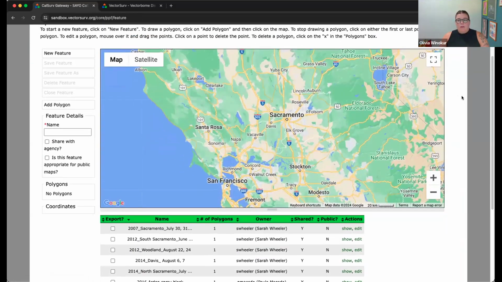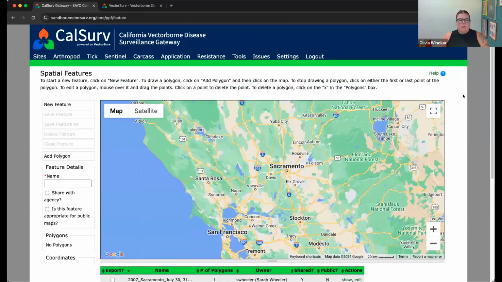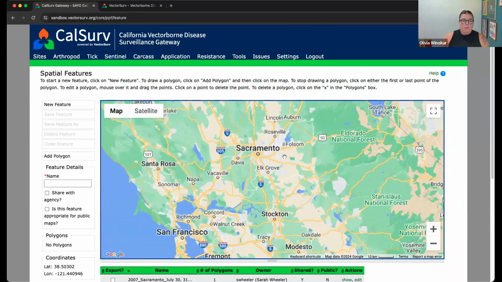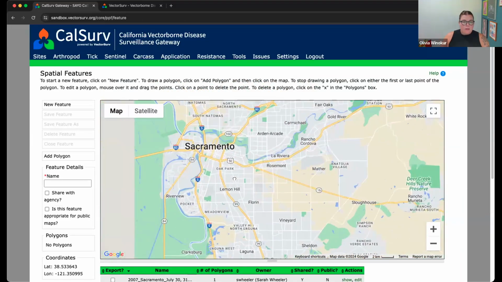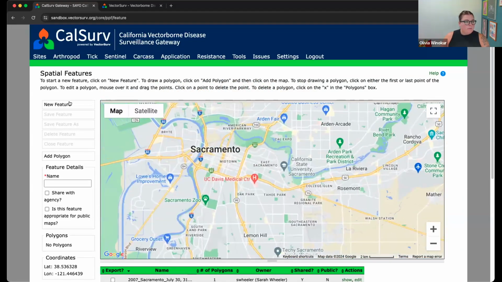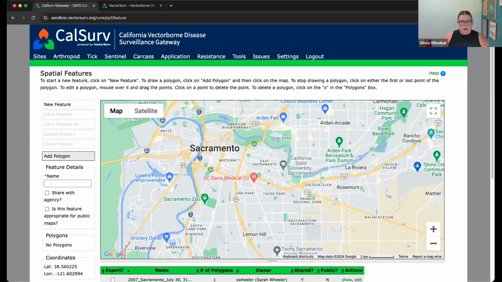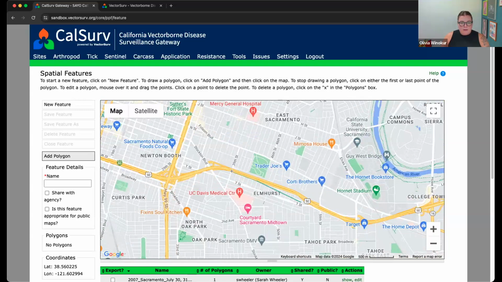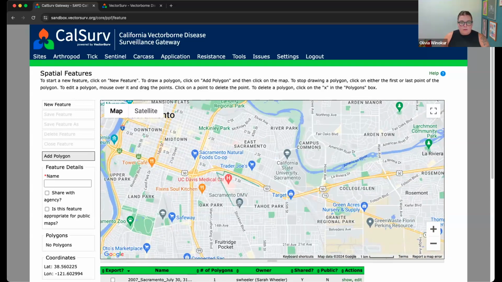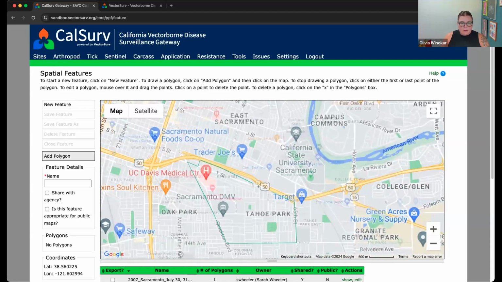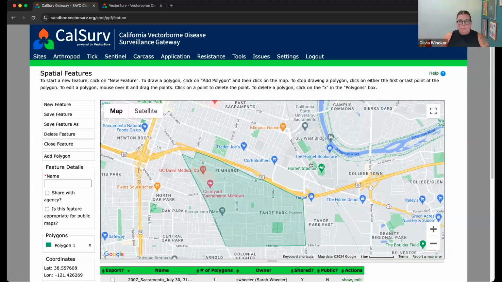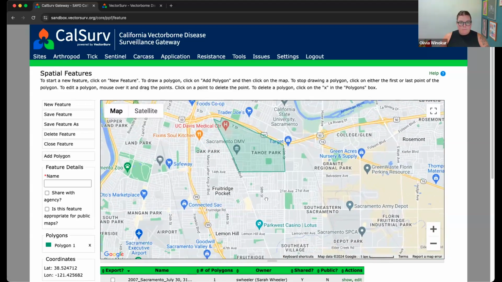There are multiple ways that you can do this. You can draw on a map. So let's go ahead and do that. We'll draw a spatial feature in my old neighborhood where I used to live. We're going to add a polygon and we are going to add a spatial feature. You can zoom in to have higher resolution here if you want. We're just going to make this for this whole Tahoe Park, Elmhurst region. So there's my polygon that I've created.